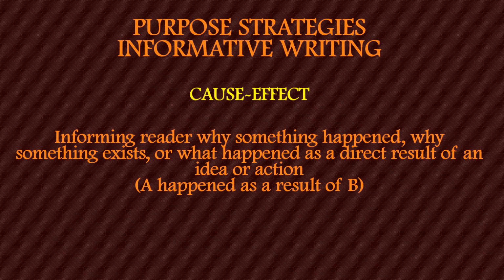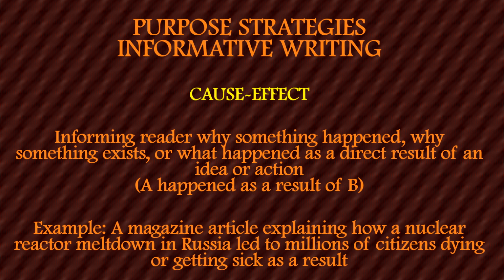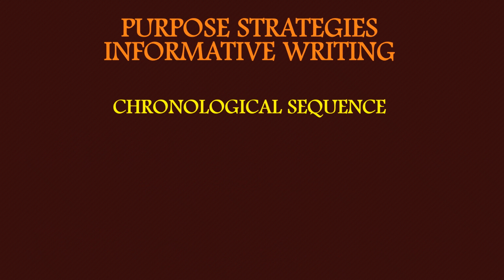You could do cause and effect, informing readers why something happened, why something exists, or what happened as a direct result of an idea or action. In other words, A happened as a result of B. An example would be a magazine article explaining how a nuclear reactor meltdown in Russia led to millions of citizens dying or getting sick as a result. It is a cause and effect informative writing strategy or purpose.